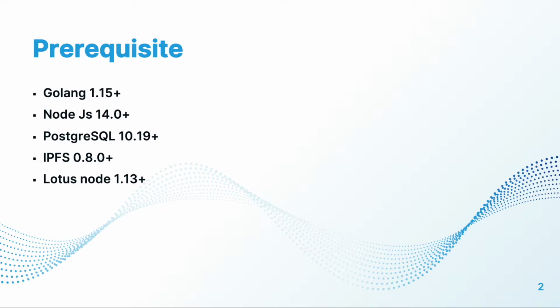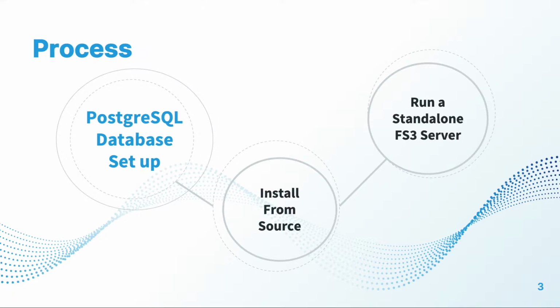Now that you have all the necessary tools, we can open the command line interface to start our installation process. There are 3 steps to complete in order to install the most updated version of FS3. To start, we need to set up the PostgreSQL database. The database is used for storing deal information.